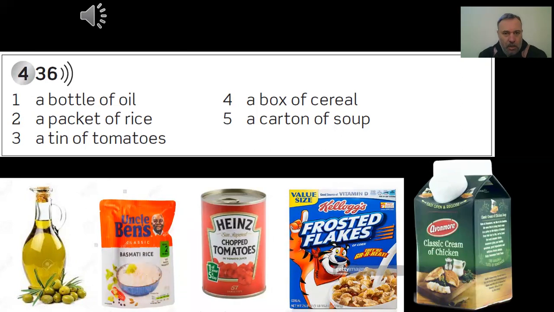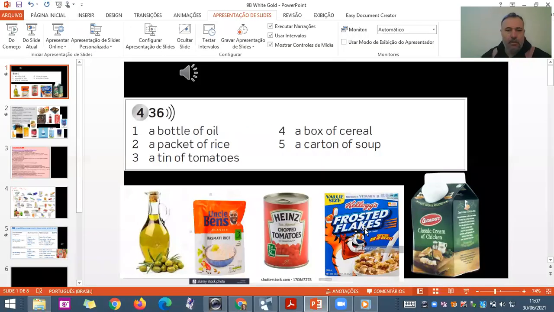Okay, so these are the five sentences. All right? Sometimes you can buy soup in a box. I don't know. People buy things in different kinds of containers.